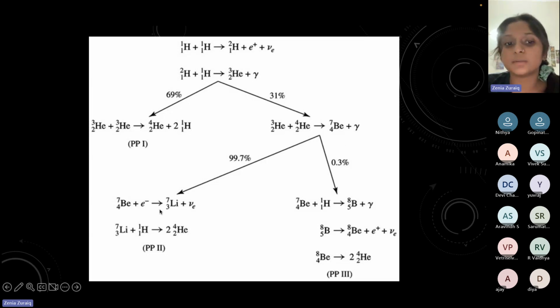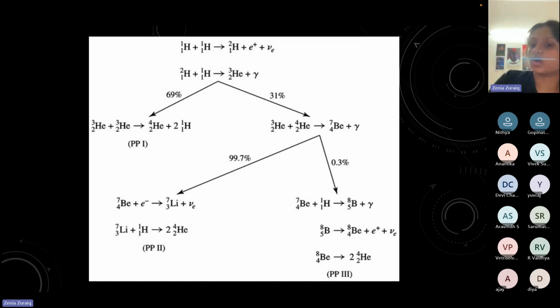And then that beryllium can either go through an electron capture and form lithium, or it can interact with a proton and form boron. So these are the three cycles for the pp chain. And again, if you take the overall reaction, if you follow any of these branches completely and see what reactants are used up and what is left over at the end, you will see that on the reactant side you have four hydrogen, and on the product side you have one helium. So that is basically the pp chain.